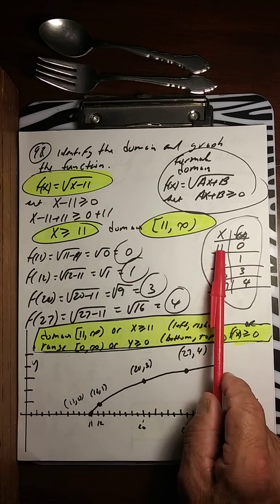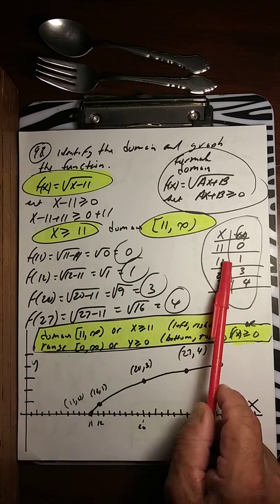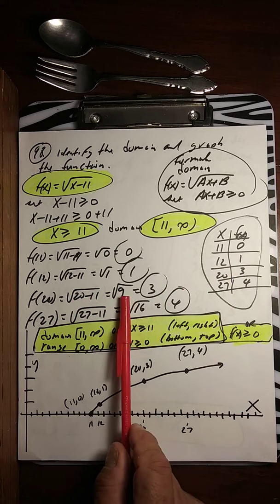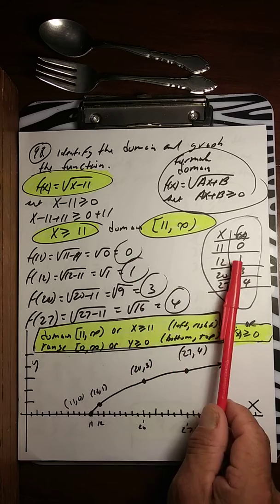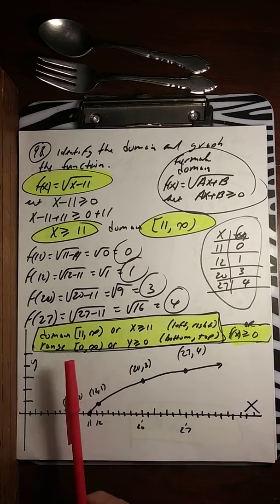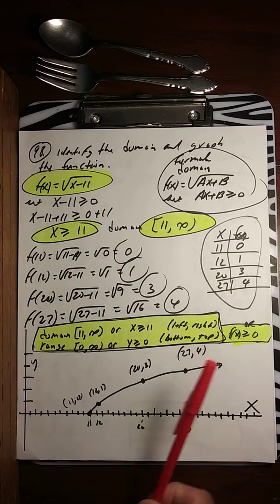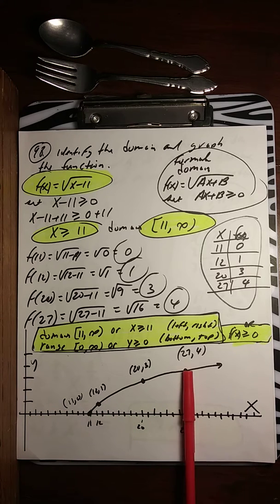Now I'll try some numbers here. 11, put 11 in there. 11 minus 11 is 0, square root of 0 is 0, done. 12: 12 minus 11 is 1, square root of 1 is 1. 20: 20 minus 11 is 9, square root of 9 is 3. 27 minus 11 is 16, square root is 4. So we have pairs of points. Now, we know the domain is 11 to infinity, but now let's put the numbers here. 11 and 0, 12 and 1, 20 and 3, and 27 and up 4 places.